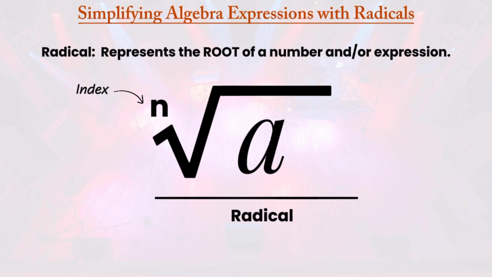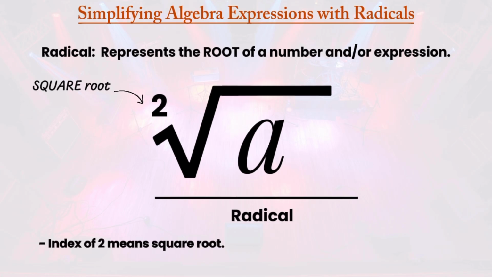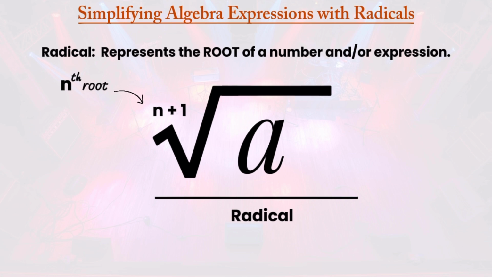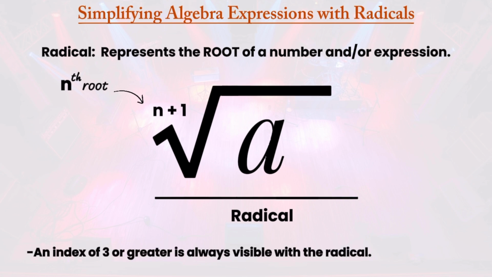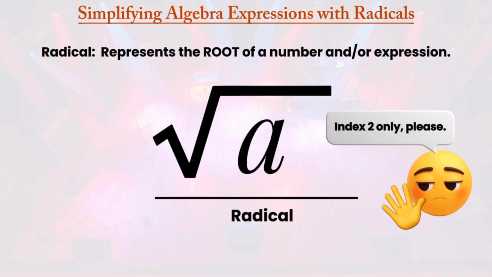The most common radical is the square root. It automatically means that the index is 2, except that the 2 is invisible. Therefore, it's automatically known that the square root symbol by itself means that the index is 2. When dealing with cube roots, the index is 3. With fourth roots, the index is 4, and so on and so on. From 3 onwards, the index sign is visible with the radical symbol. But, for the sake of preserving sanity, I'm just going to focus on square roots. Index 2 only.